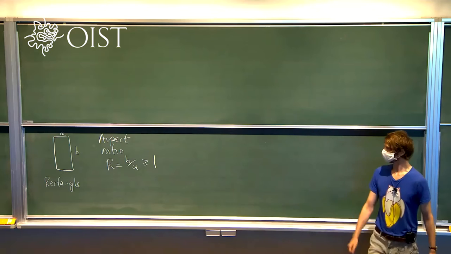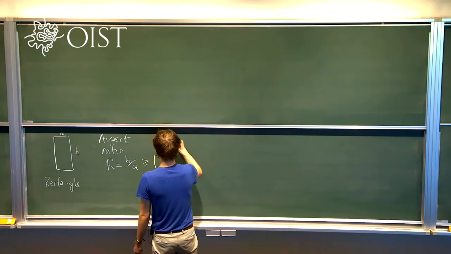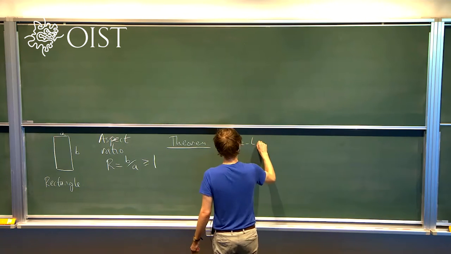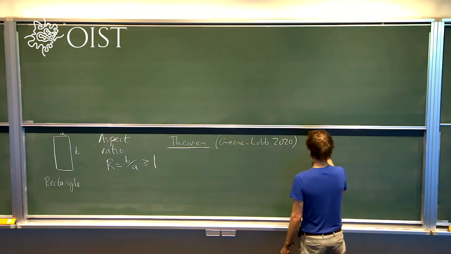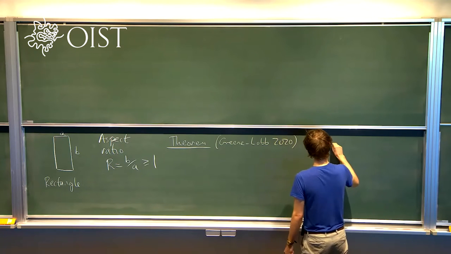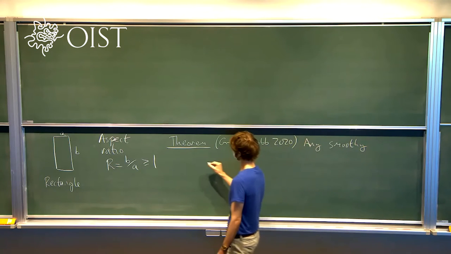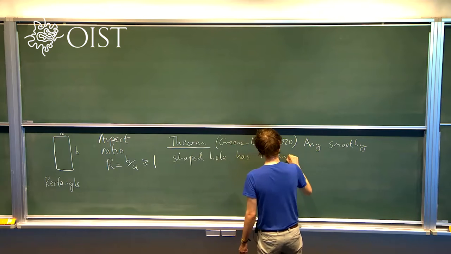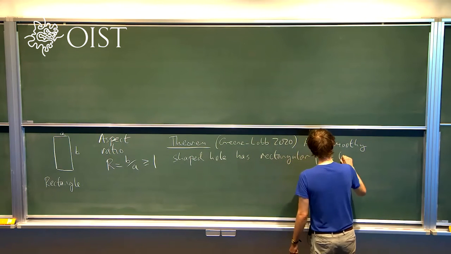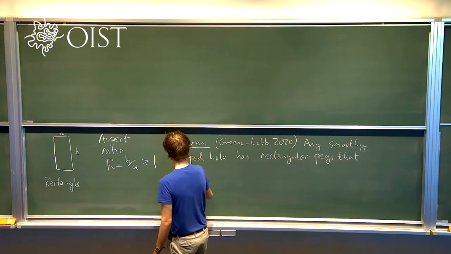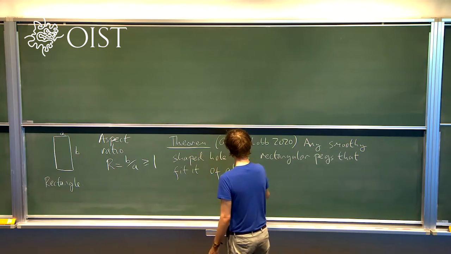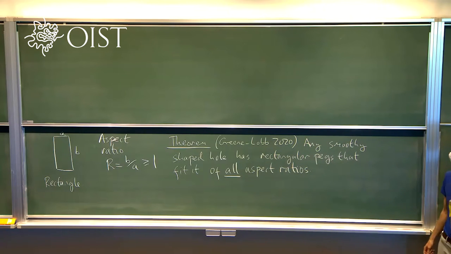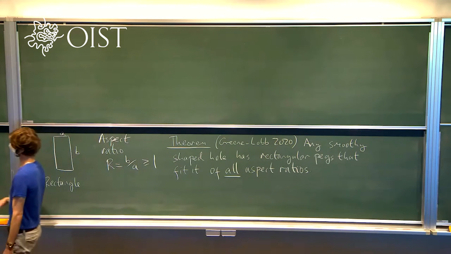And the result that Reiko in the introduction alluded to, that I proved earlier this year with a collaborator, Josh Greene, is the following theorem. Any smoothly shaped hole has rectangular pegs that fit it of all aspect ratios.